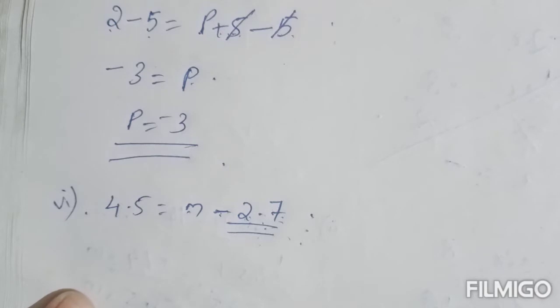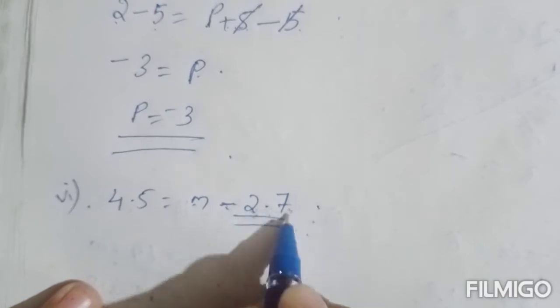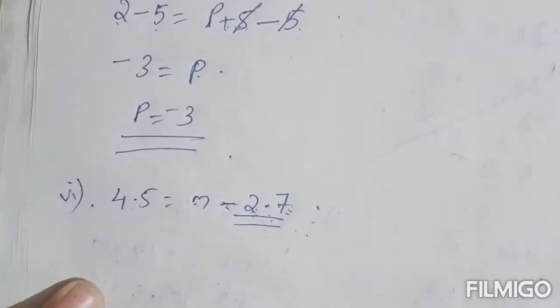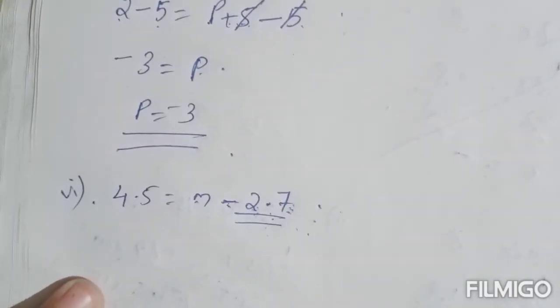Okay, similarly in case of multiplication comes means you have to divide. If division comes means you have to multiply. So minus 2.7 is coming here, so you can add 2.7 on both sides of the equation.